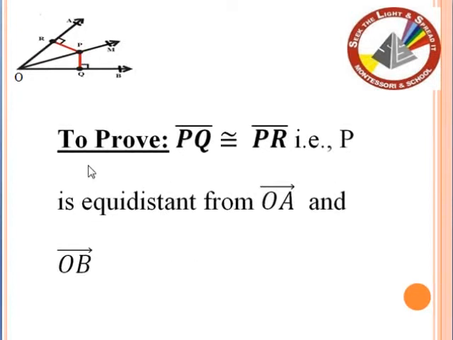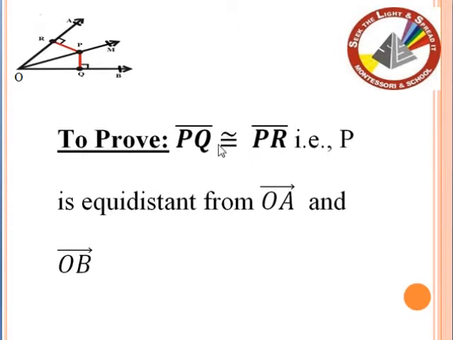Now the next important step that we write in our theorem is the to prove. To prove is written by using the statement of the theorem and the drawn figure. We know that there is a point on the bisector, and we are going to prove that this point P is at the same distance from this ray OA and this ray OB. Mathematically, we will write that PR is congruent to PQ. The line segment PQ is congruent to the line segment PR.